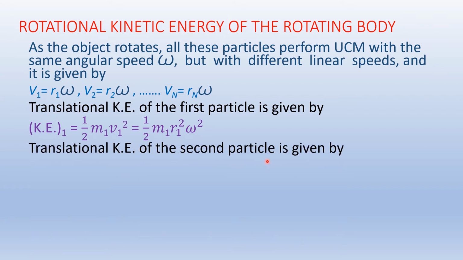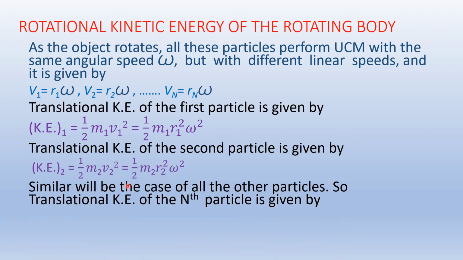The translational kinetic energy of the second particle of mass m2 is given by half m2 v2 square. v2 is r2 omega, so the equation can be written as half m2 r2 square omega square. Similarly, the translational kinetic energy of the third particle of mass m3 is half m3 r3 square omega square. In the same way, the kinetic energy of the nth particle is half mn vn square. Substituting the value of vn, that is rn omega, we get half mn rn square omega square.